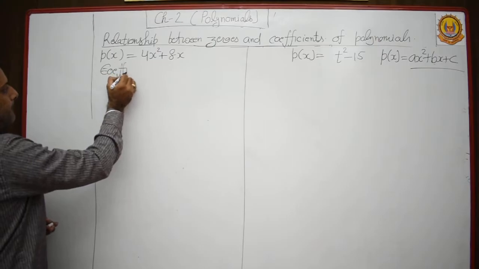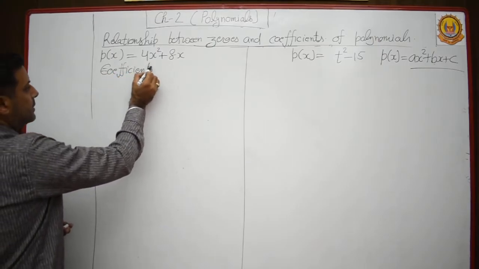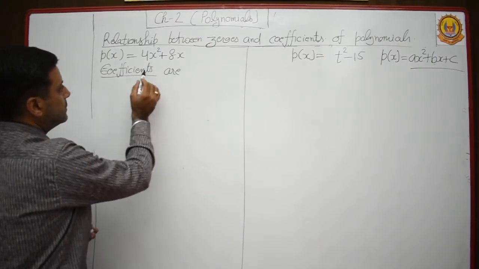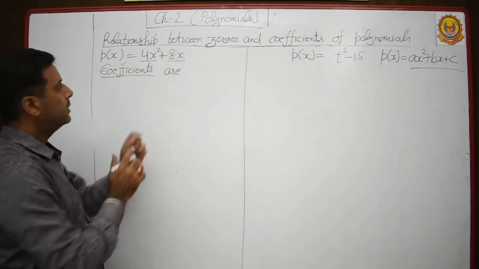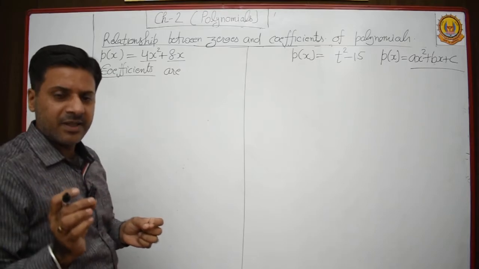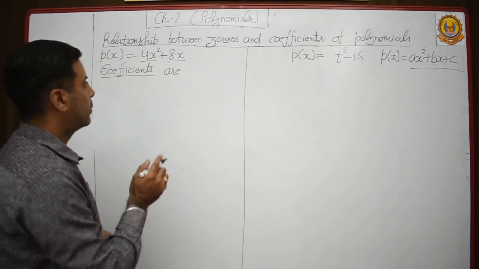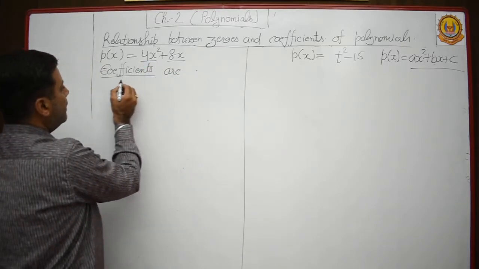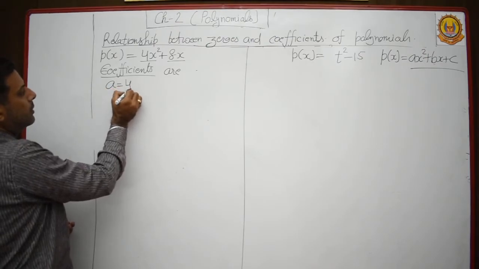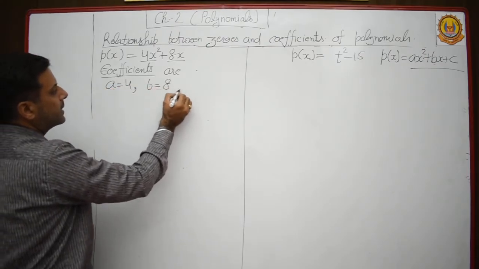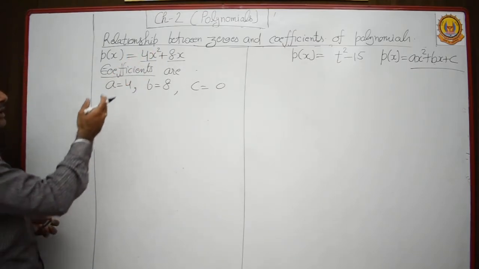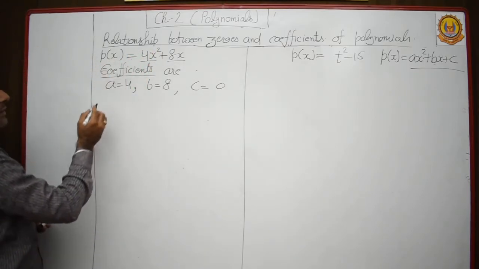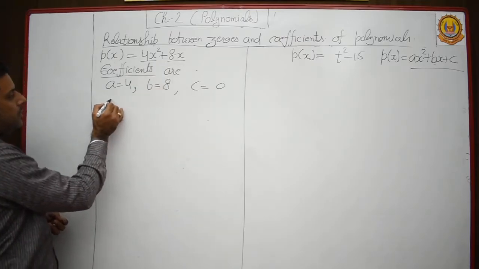Firstly, the coefficients. This is the first term, this is the second term, and the third term, the constant term, is missing. So the missing term should be equal to 0. So here the value of a is equal to 4, the value of b is equal to 8, and c is equal to 0. Now find out the zeros. So how will you find out these zeros?